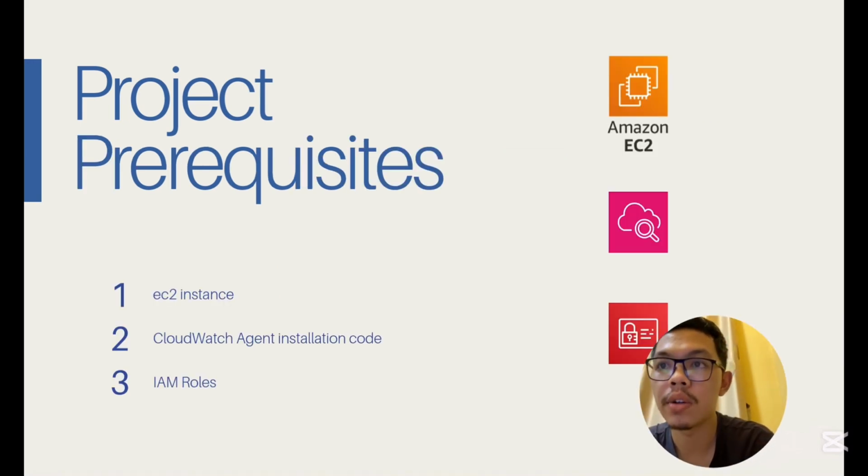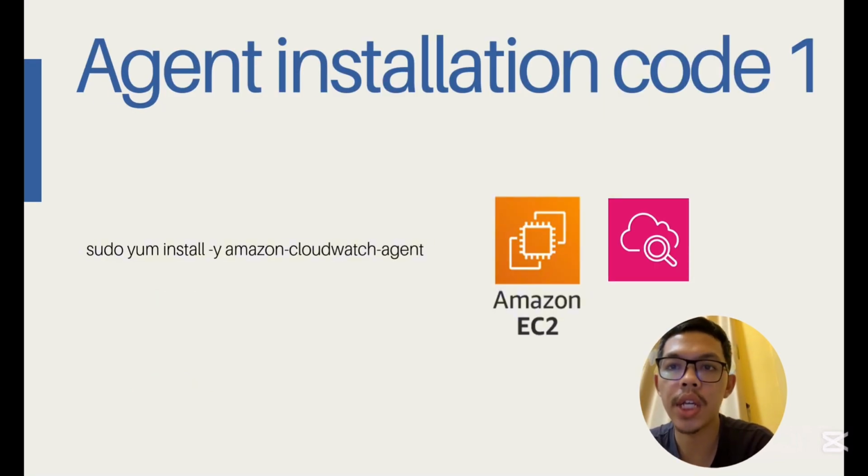Again, these are your project prerequisites. Ensure you have an EC2 instance, the CloudWatch Agent installation code, and an IAM role with permissions to push metrics. First, install the agent using a simple yum command. It fetches the package from AWS repositories.